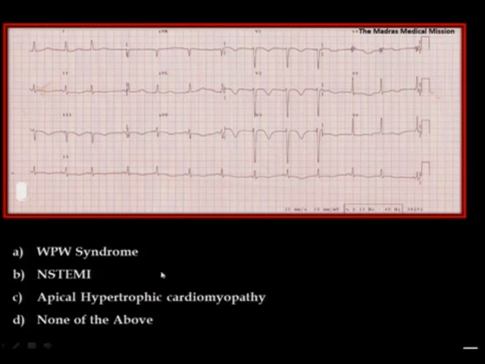And this is also not apical hypertrophic cardiomyopathy because the T-wave inversions, no doubt, can be inverted even in the anterior precordial leads, but in typical apical hypertrophic cardiomyopathy, you tend to have really remarkable T-wave inversion in the lateral precordial leads and unmistakably in lead 1 and AVL, which are absent here. So this is not apical hypertrophic cardiomyopathy.